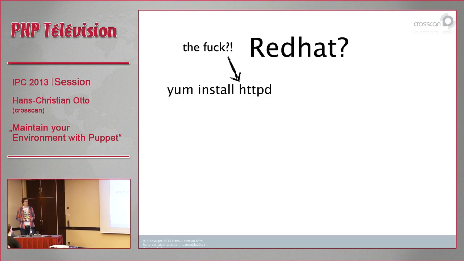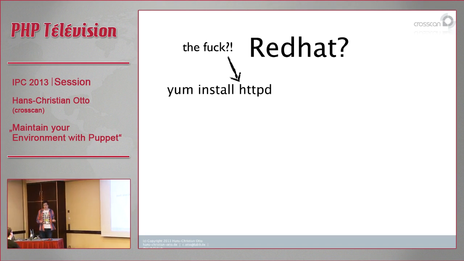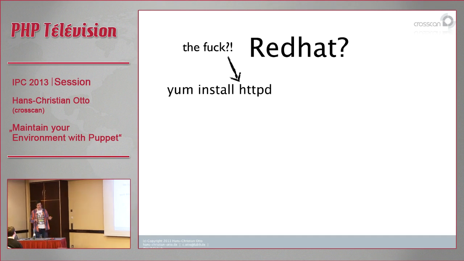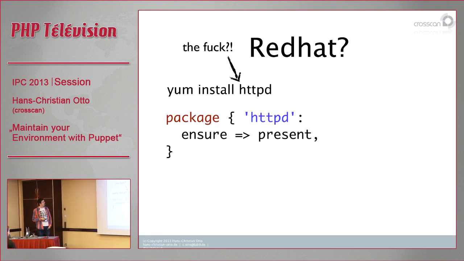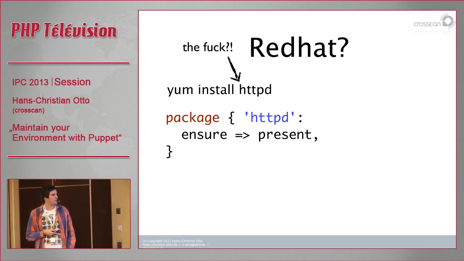Maybe one of you uses Red Hat. On Red Hat, if you want to install Apache 2, you have to say yum install httpd instead of yum install apache2. I don't know why. No, actually, I do know why, and it makes sense, but it's weird at first. If you want to use that with Puppet, you have to do this: again, resource package, the name httpd, and ensure present.